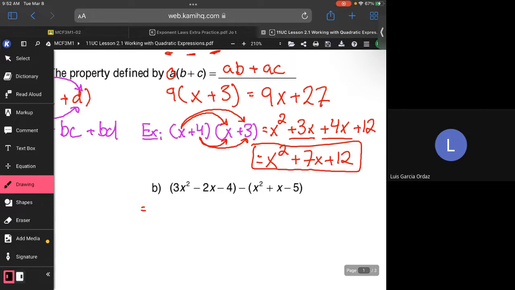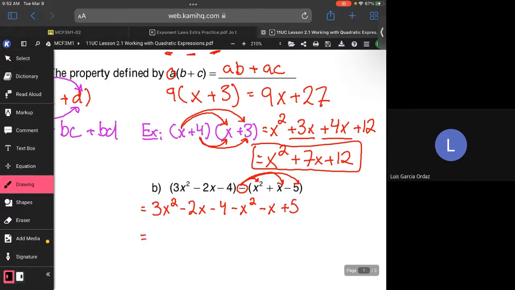Whenever I have a negative outside of the brackets, what happens to everything inside the bracket? If I have this negative on the outside and it goes inside my bracket, what happens to all of those signs? They switch. Okay. So my negatives become positive and my positives become negative. So I get 3x squared minus 2x minus 4. Because my x squared is positive, it now becomes negative x squared. My x is positive, it becomes negative x. And because my 5 in front of it is negative, it becomes positive 5.